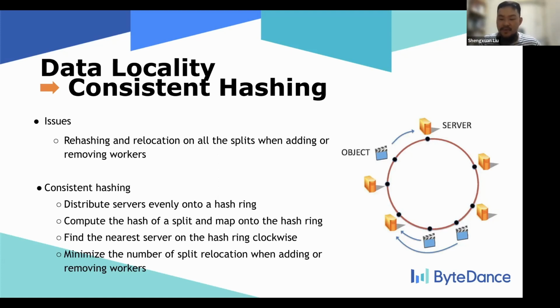For example, if we remove one worker, its range will be assigned to its nearby worker. And if we add one worker, only the nearby worker will be affected. Its range will be divided into 2 parts and shared with the new worker. In this case, we can minimize the number of split relocations when adding or removing workers. So now we are using 2 strategies, the soft affinity and consistent hashing, to resolve these data locality issues.